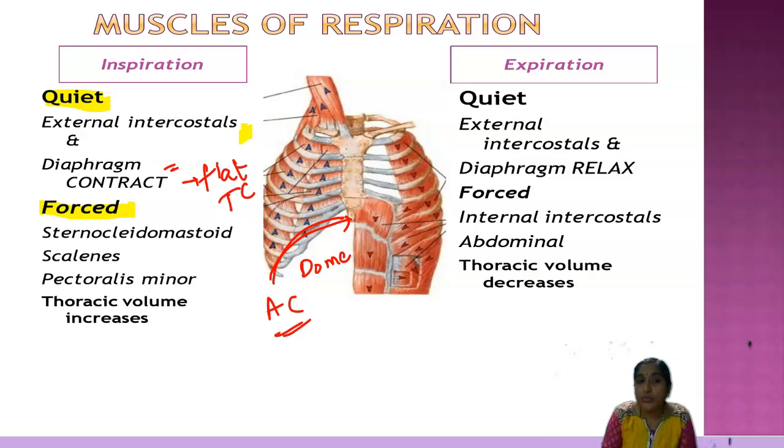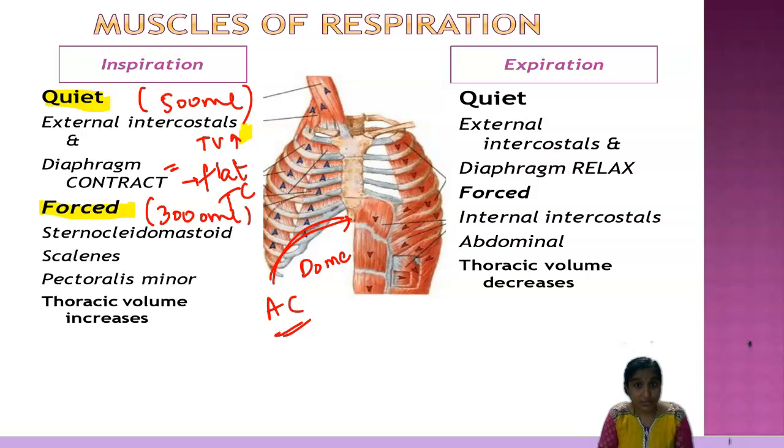Your thoracic volume increases. During quiet inspiration, you take in 500 ml of air. During exercise, you take in more air, say up to 3000 ml. So extra muscular effort should take place, right? Here come your sternocleidomastoid, your scalene, and the pectoralis minor. These three muscles contract, and as a result, there is more air inside.